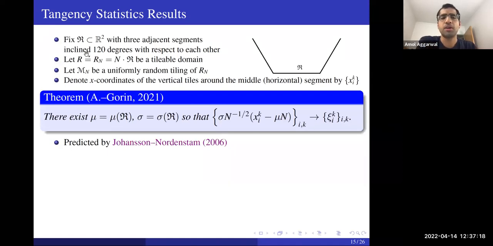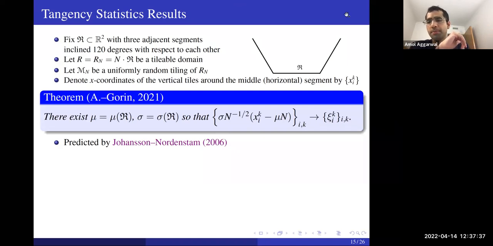Okay, so then we'll let R, we'll call it Rn, be some sort of n-fold blow up of the domain. So I just scale it up by n. We'll assume it to be tileable. Okay. We'll next let Mn be some uniformly random tiling of this domain Rn.